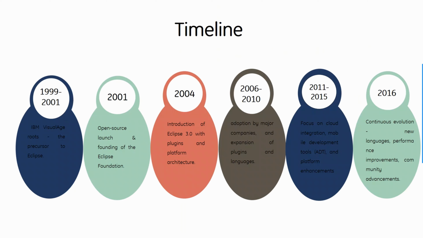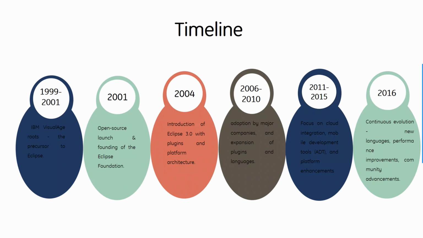So how did this start? You can see from 1991 to 2001, we have IBM VisualAge. Then we launched the open source, and the founding of the Eclipse Foundation was in 2001. About 2004, the introduction of Eclipse 3.0 and the plugins and platforms architecture. And then from 2006 to 2010, the adoption by major companies and expansion of plugins and languages. Then from 2011 to 2015, we focused on cloud integration, mobile development tools, which is ADT, and platform enhancement.